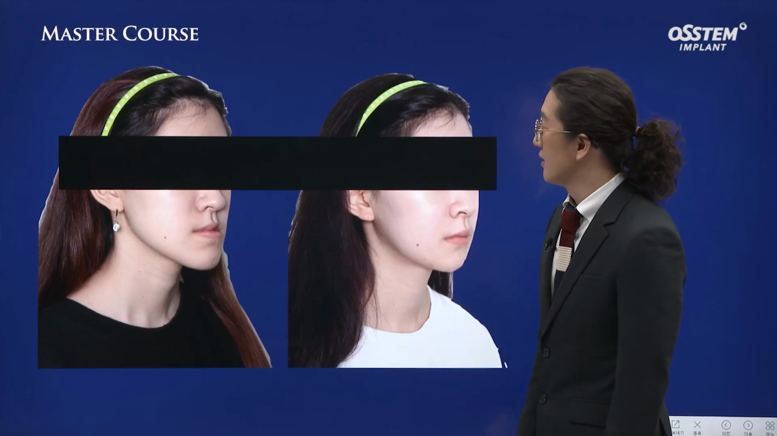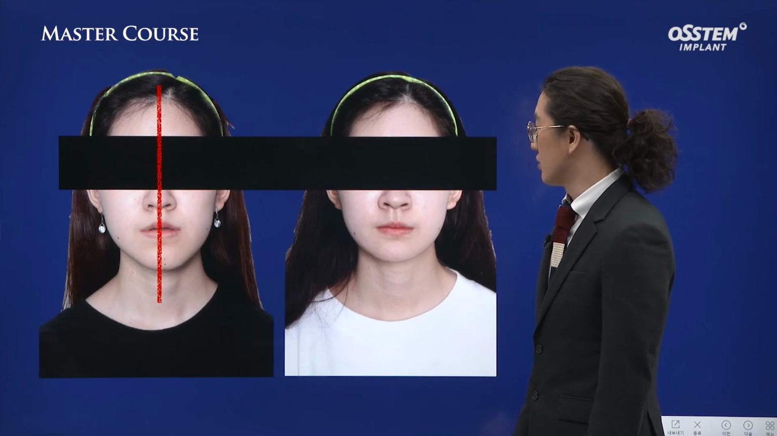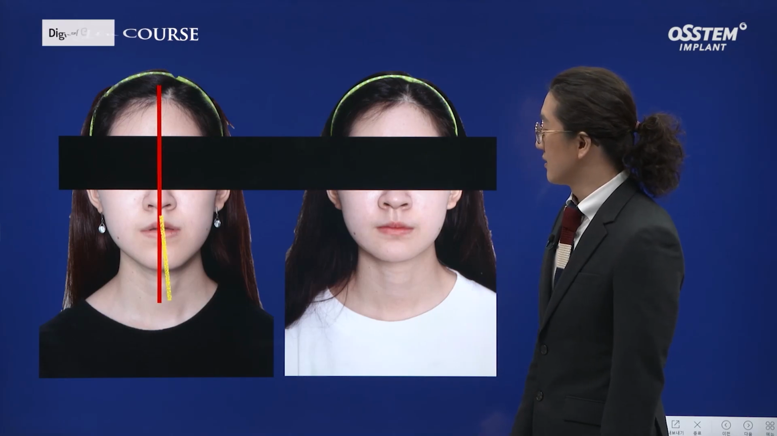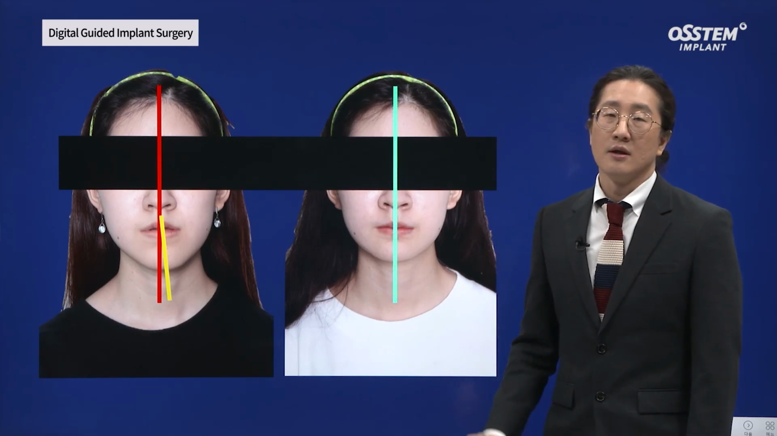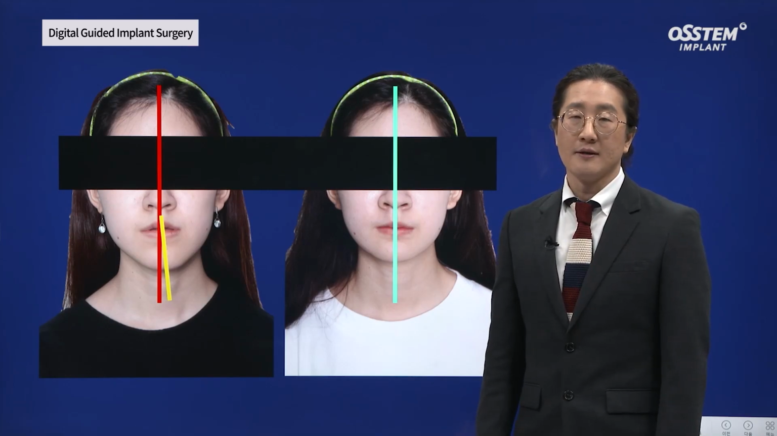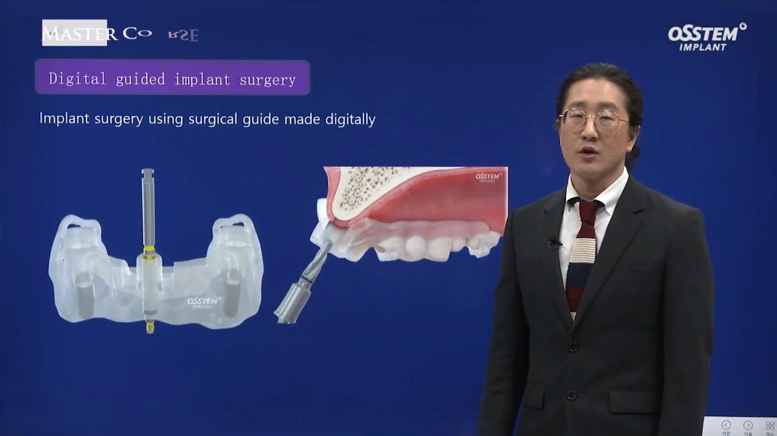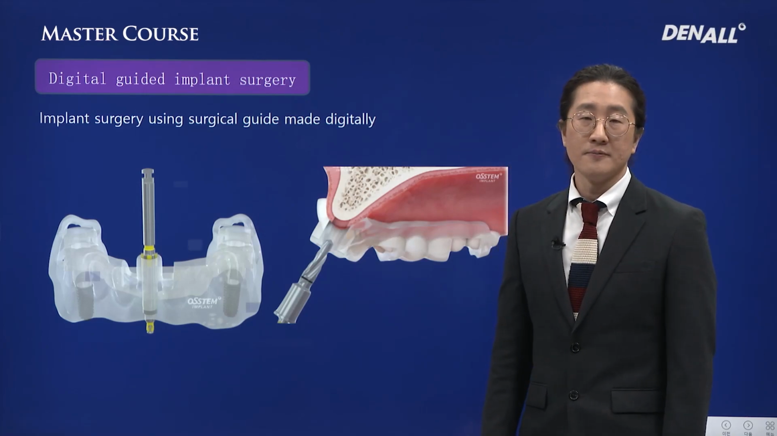After surgery, you can see that the lower protrusion has been improved, and compared with before surgery, facial asymmetry has been improved significantly. Digital dentistry can be used very frequently for patients with facial asymmetry. Moving on to digital guided implant surgery.